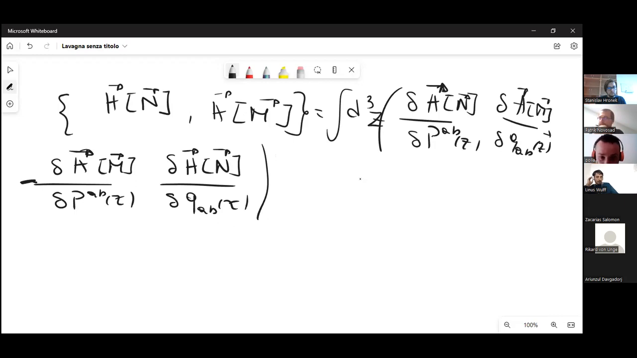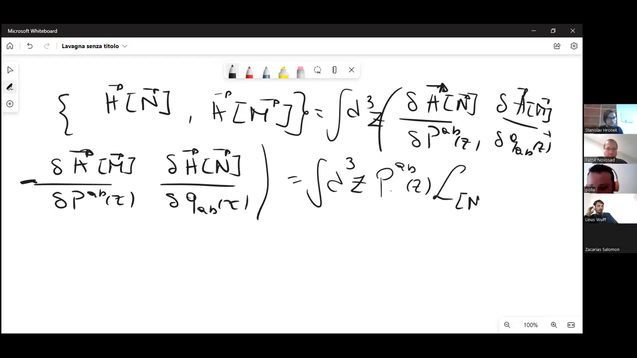So what we'll get here is just the integral of d3z of PAB x z of the derivative of the commutator between M and N, and Q AB evaluated at Z. Okay, so such a Poisson bracket gives this, and you can ask, what is this?